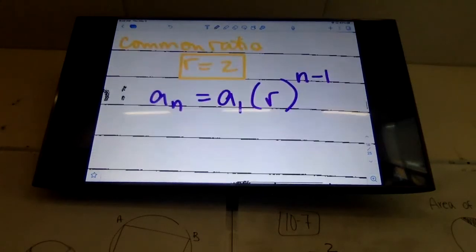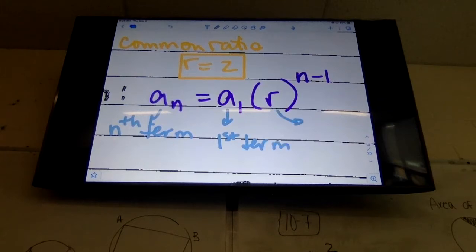Now this is still kind of new for us. Can you remind me, what does a sub n stand for again? The nth term, good. So the 8th term, the 17th term, the 25th term. What about a sub 1? First term.